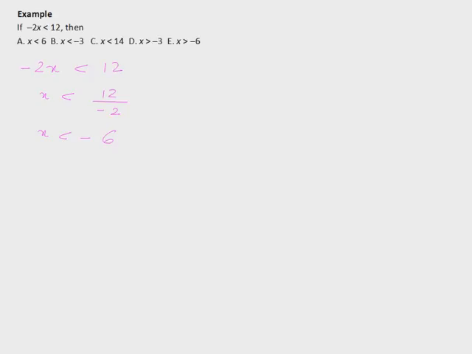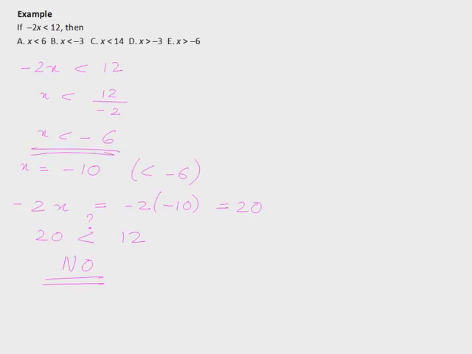Let's check. x less than minus 6. So let me take x as, say, minus 10, which is less than minus 6. If I put it into the equation, I get minus 2x would become minus 2 into minus 10, which is 20. Does 20 work? Is 20 less than 12? That is the question. No, it's not. So I have a wrong solution. x less than minus 6 is not correct.